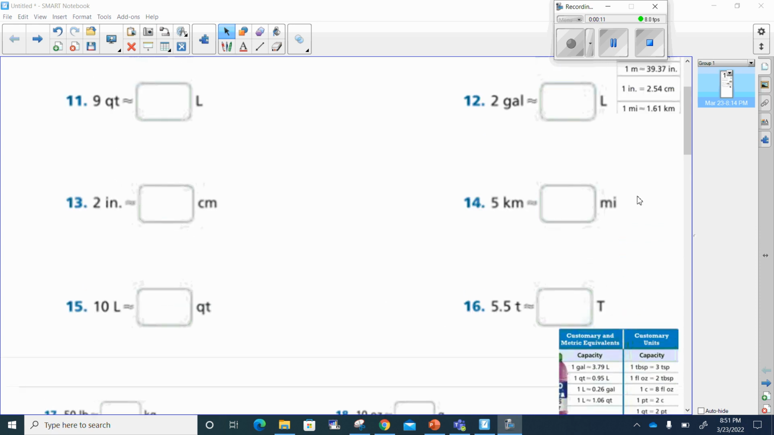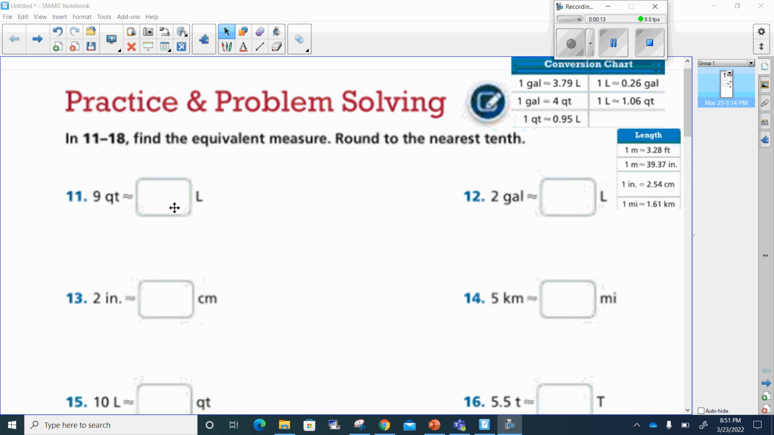When I look at my conversion table, oh, I'm sorry, I've got number 11 first. Where am I going? 9 quarts to how many liters? Well, I know quarts to liters is here. 1 quart equals about 0.95 liters. So if I was to do this, I would have to say I'm converting it to liters.